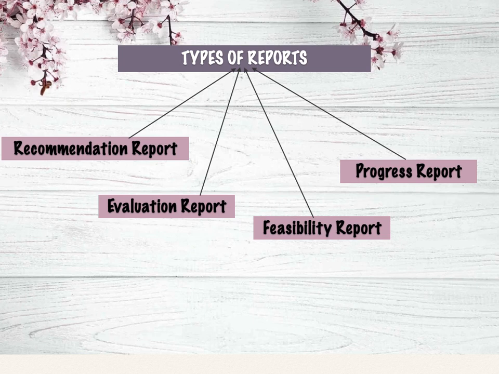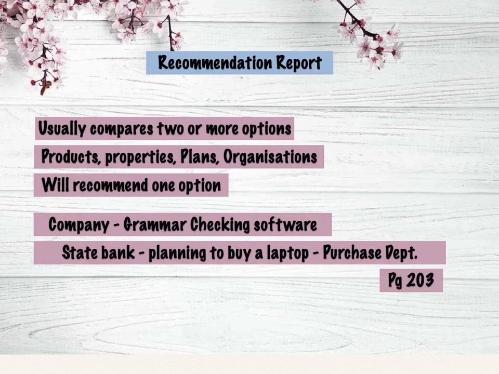Now there are 4 types of reports, and they are recommendation report, evaluation report, feasibility report, and progress report. I'm sure all of you would be familiar with progress report. So now let's start with recommendation report. Now recommendation report in simple terms would be comparing 2 or more options, maybe projects, properties, plans, or organizations, and then you would be recommending one option.